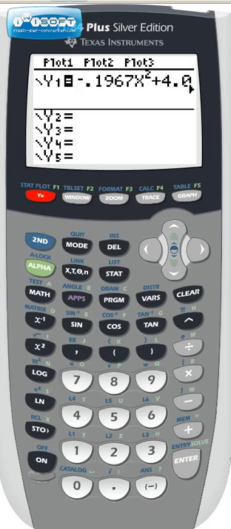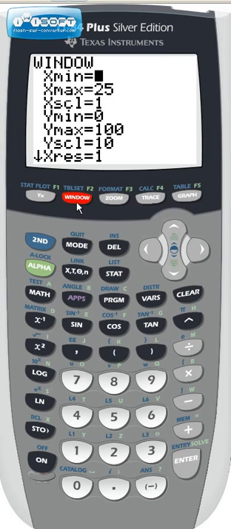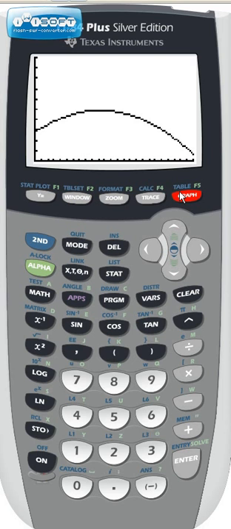So the first thing we'll do is put the function into the y equals, and then I'm going to look at my window settings. I'm going to let x min be 0 and go out 25 years. My input is the years starting from 1991. I'm going to count by ones. My output is a percent, so I'm going to let y min be 0 and y max be 100 and count by tens. When I click on graph, I get a nice concave down parabola that represents the percent of high school seniors who have tried marijuana as a function of the years after 1991.